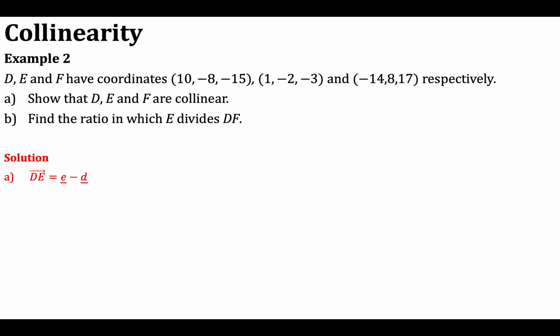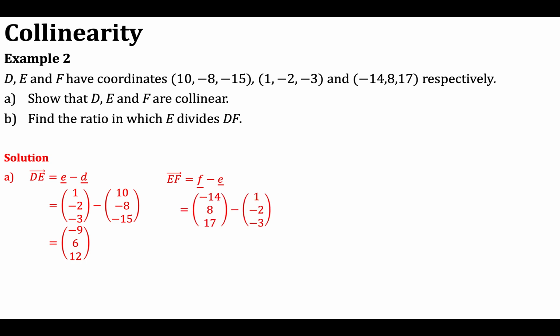Firstly, DE is E minus D, and that's (1, -2, -3) minus (10, -8, -15). From there we get (-9, 6, 12). We now need to find the vector which joins E and F. So vector EF is position vector F minus position vector E. And that's (-14, 8, 17) minus (1, -2, -3). That gives us (-15, 10, 20).